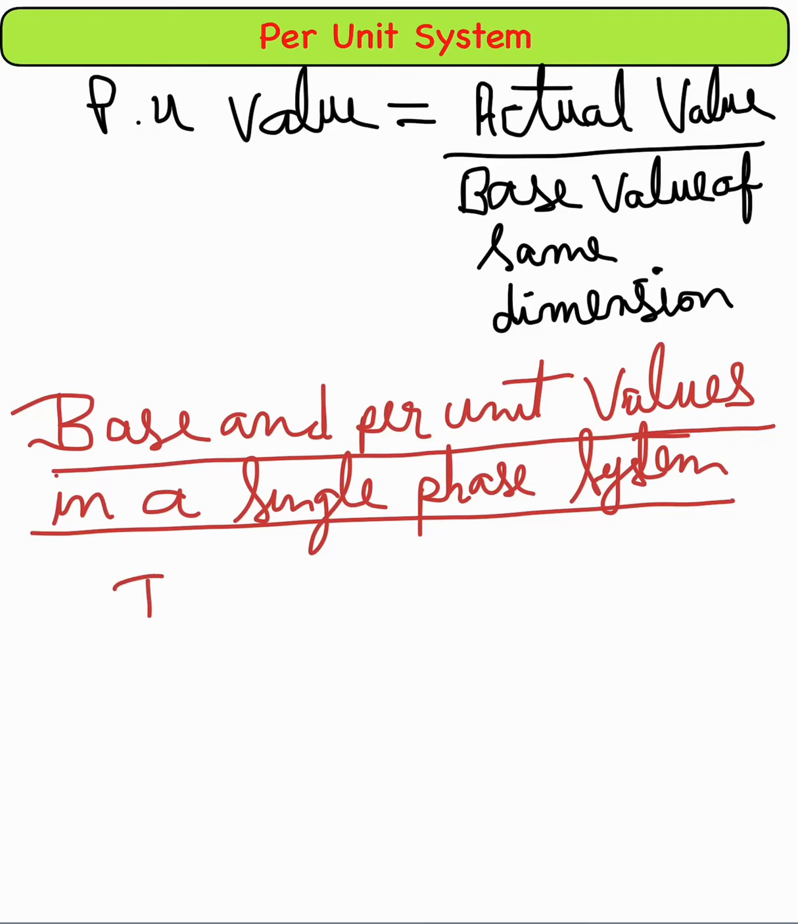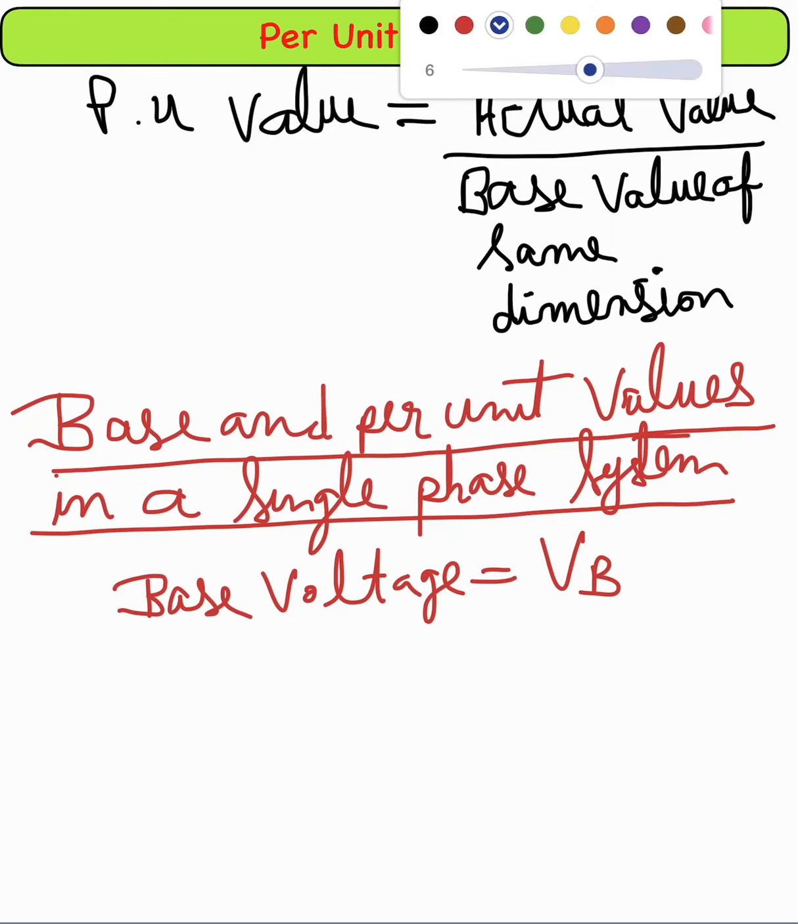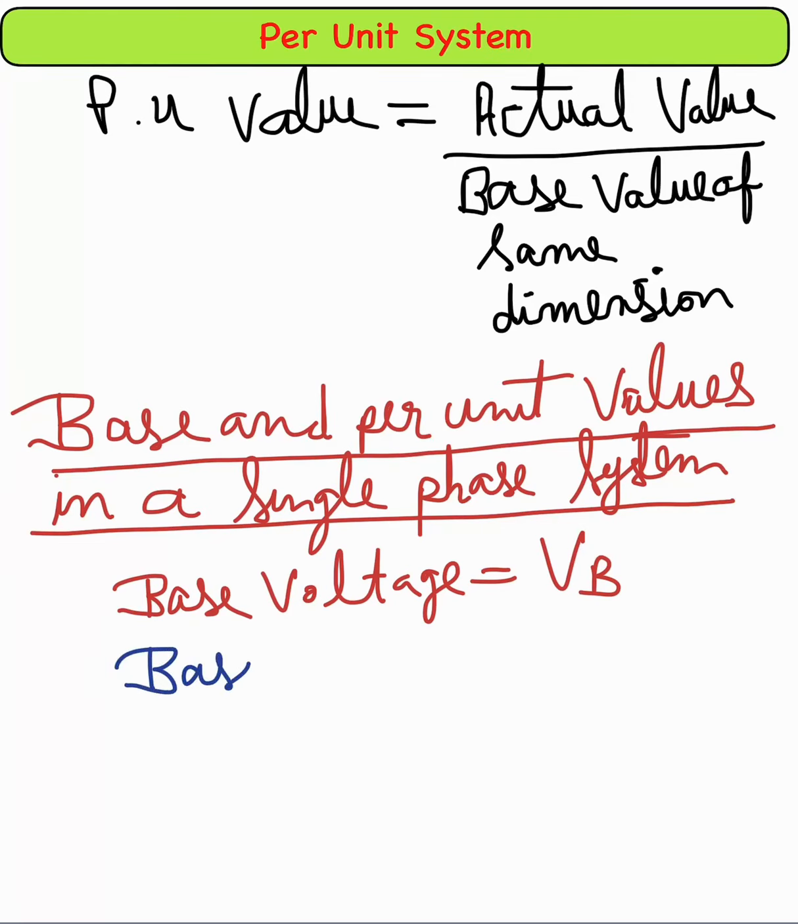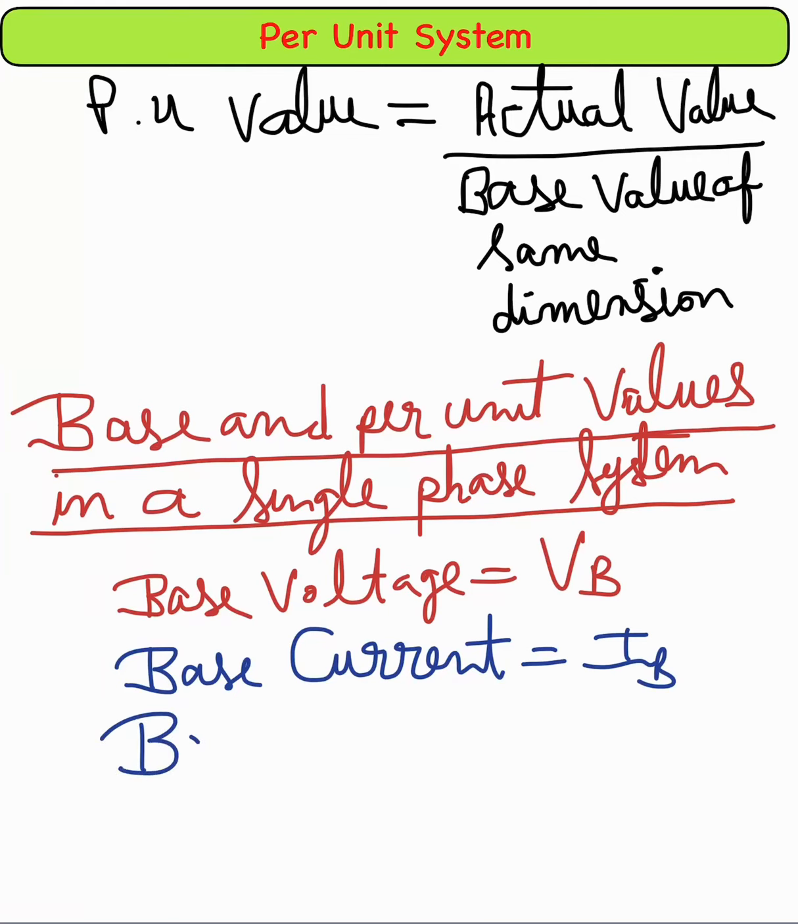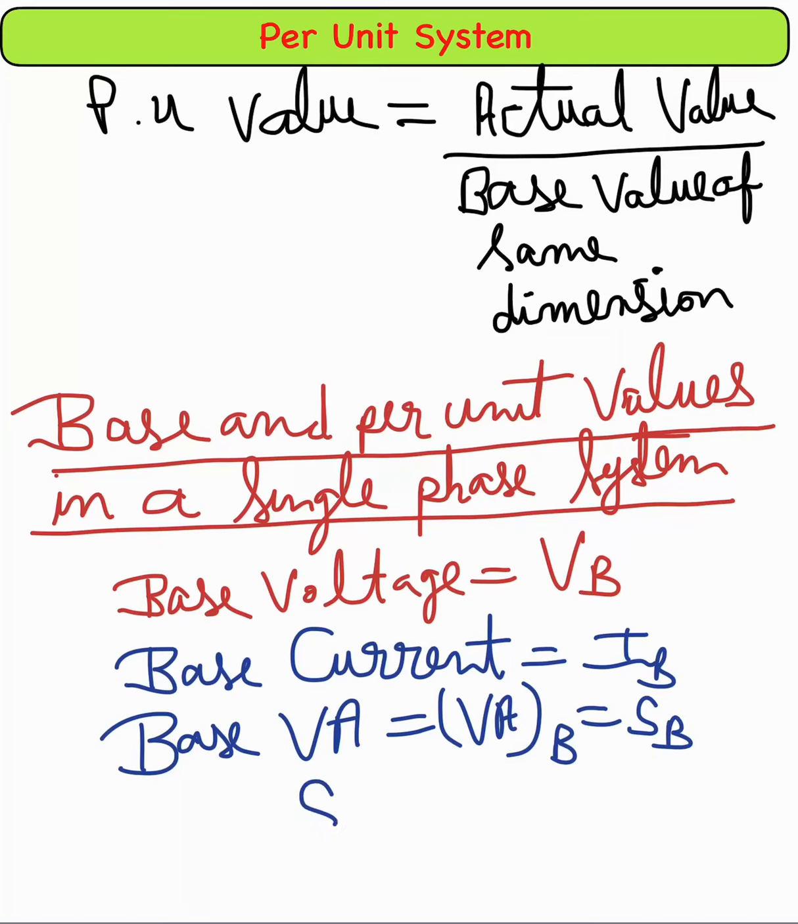So the base quantities, that is base voltage equal to VB, base current is equal to IB, base VA is equal to SB, where SB is equal to VB into IB.